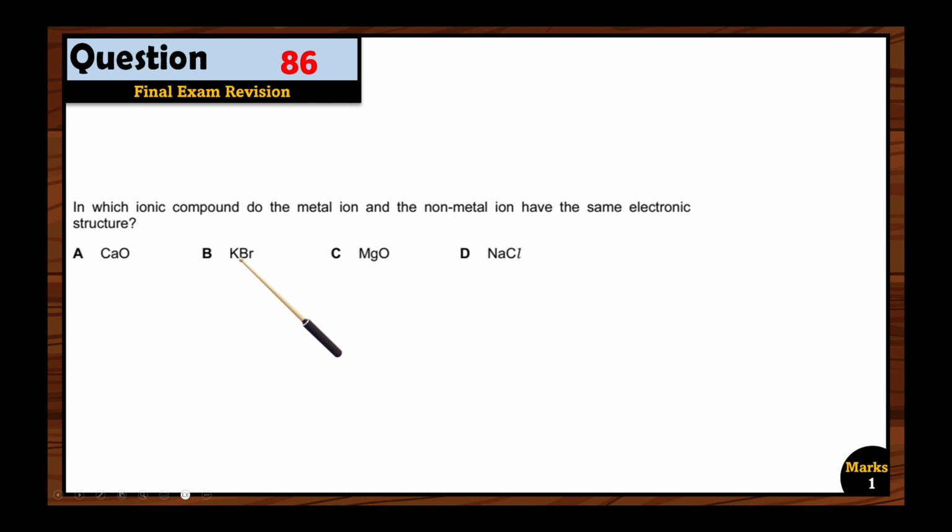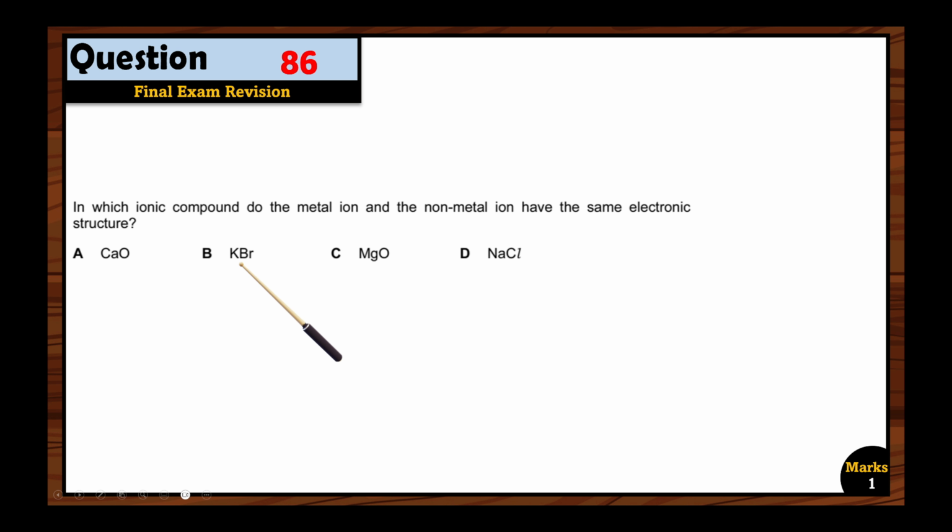Question 86. In which ionic compound do the metal ions and non-metal ions have the same electronic structure? So now we have to see the one in which the metal and non-metal ions will have the same structure. You have to look at your periodic table. Calcium and oxygen: calcium has atomic number 20 and oxygen has 8. So even if they lose or gain electrons, 20 and 8 cannot match, right?